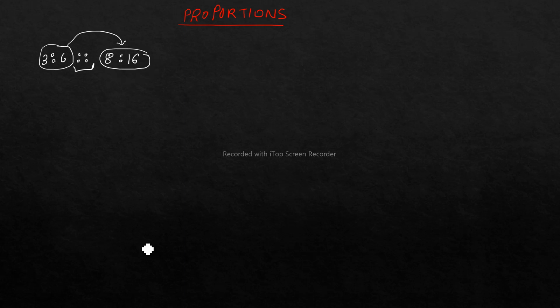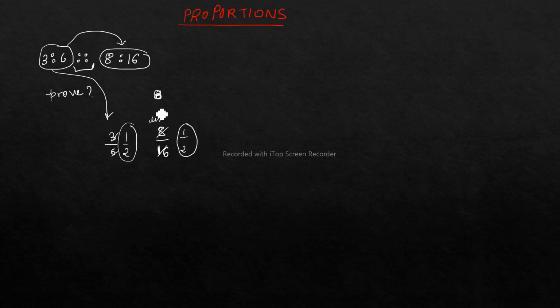So if you have to prove this, how would I prove this? I'll prove it in the following manner. I'll write here 3 by 6, and here 8 by 16. If you cancel this out, here I'll get 1 by 2, and here also I'm getting 1 by 2. So both of them are getting the same answer, that means they are in proportion. So this is the concept of proportion. I hope you understood what a proportion is. This was the basic.